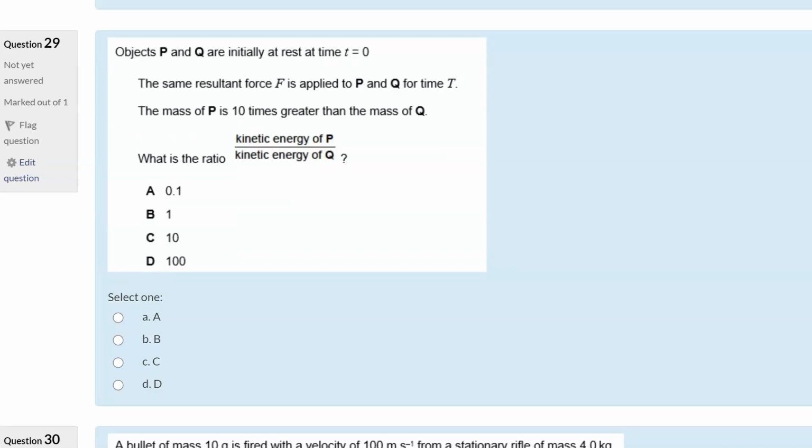Okay, so we've got a ratio here, and I'm going to go over how I would do all ratio questions. At first glance, this seems like it's a really easy ratio because mass only appears once in the kinetic energies, but at closer inspection it's a bit trickier. So let's have a little look at it, shall we?